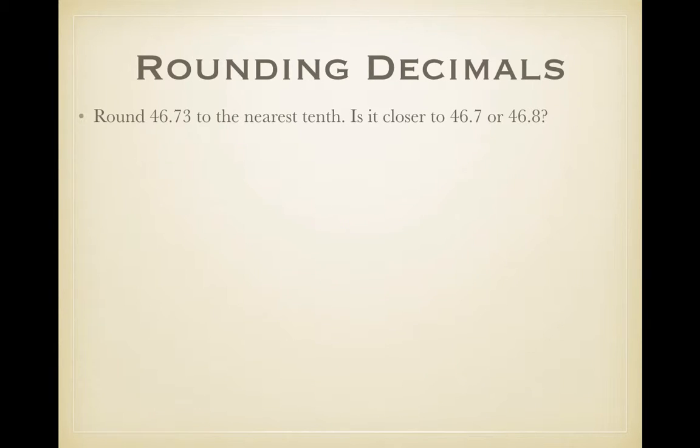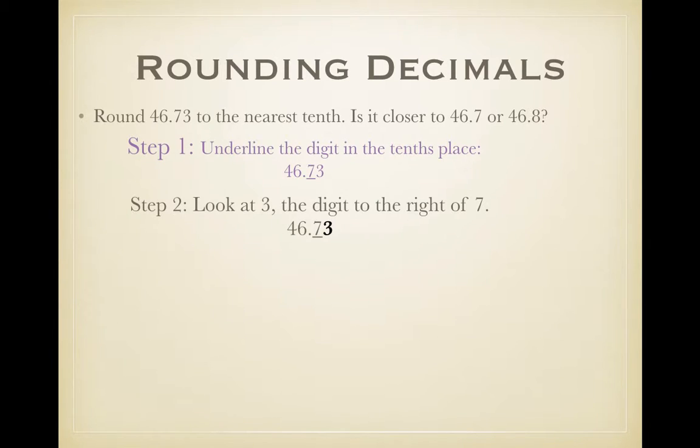So rounding decimals. It's the same thing. To round a decimal, for example, 46 and 73 hundredths to the nearest tenth, is it closer to 46 and 7/10, or is it closer to 46 and 8/10? So step 1, the underlined digit is in the tenths place. It's asking us to round it to the nearest tenths place. So our underlined tenths place digit is 7. Step 2, we look at the 3, the digit to the right of the 7.